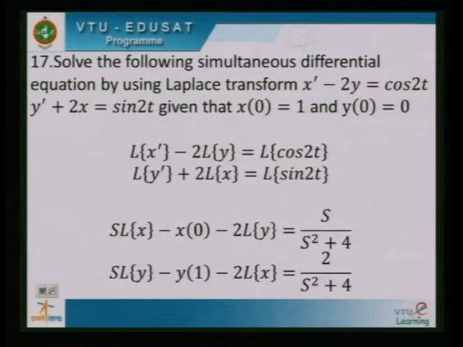Next, solve the following simultaneous differential equations by using Laplace transform: x dash minus 2y is equal to cos 2t, y dash plus 2x is equal to sin 2t, given that x of 0 equal to 1 and y of 0 equal to 0.